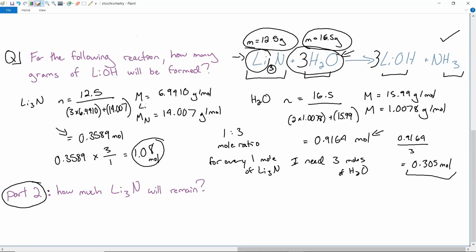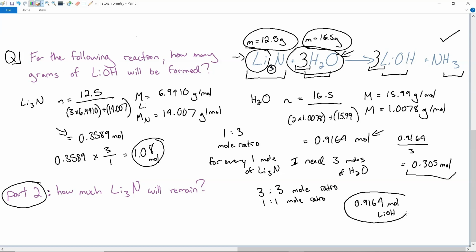And we're going to solve for that amount in part 2. But first, let's figure out how much lithium hydroxide is going to be formed here. Now what I want to do is compare the mole coefficients of water to lithium hydroxide. And I can see that we have a 3-to-3 mole ratio, which we can think of as a 1-to-1 mole ratio if we reduce it. So if I have 0.9164 moles of water, I'm going to end up with 0.9164 moles of lithium hydroxide. It's that simple.